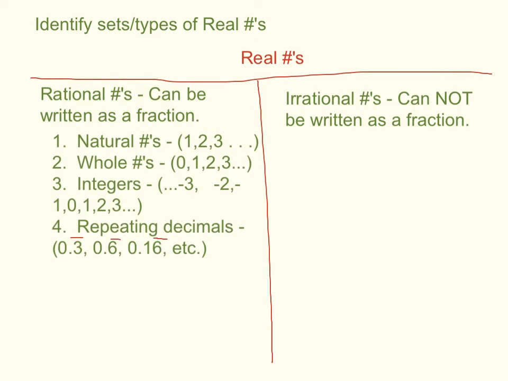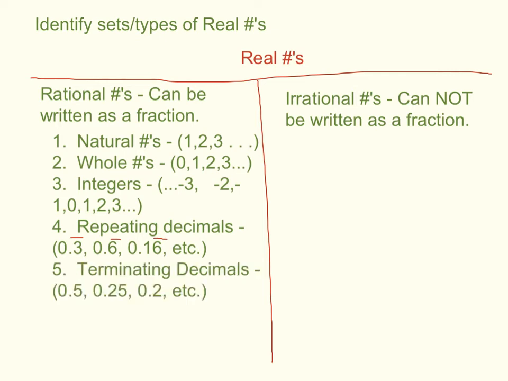Another type of rational number are repeating decimals. For instance, 0.3 repeating, 0.6 repeating, and 0.16 repeating. Lots of different repeating decimals. Those are rational numbers because I can write all of these repeating decimals as fractions. 0.3 repeating is 1/3. 0.6 repeating is 2/3. 0.16 repeating is 1/6.